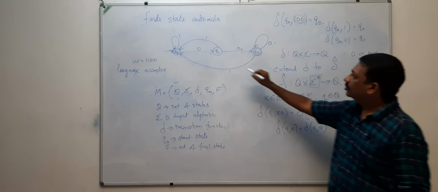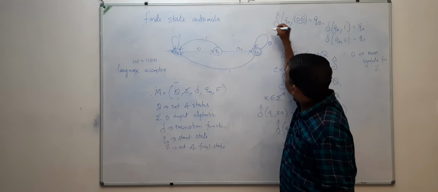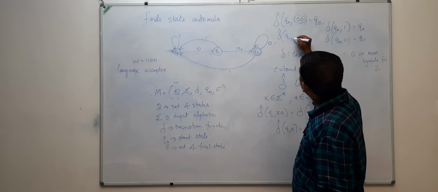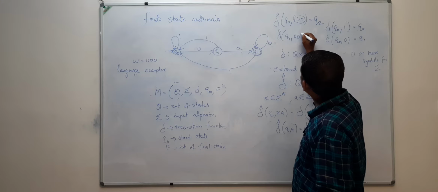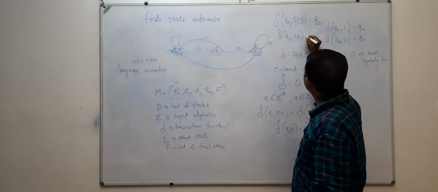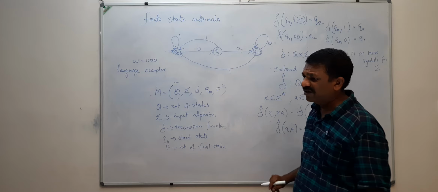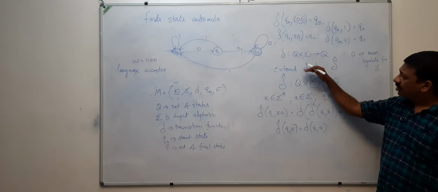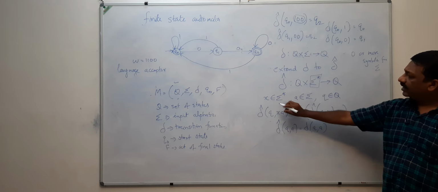That means Q1 upon receiving 00, what will happen? Q1 on receiving 00 also goes to Q2, and likewise that is delta cap. Now delta cap is defined like this.